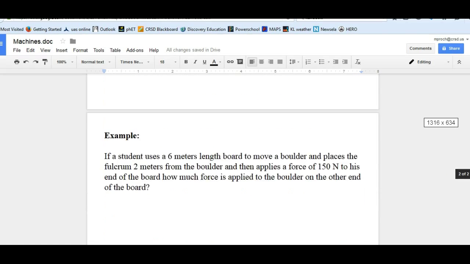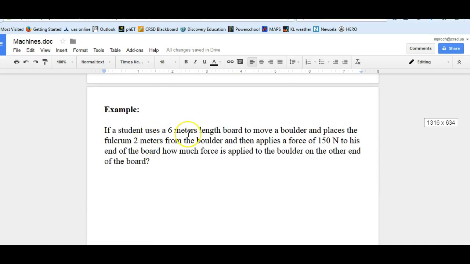So here's an example. It says a student uses a 6 meters length board to move a boulder and places the fulcrum 2 meters from the boulder and then applies a force of 150 to his end of the board. How much force is applied to the boulder on the other end of the board? So we should draw ourselves a picture.